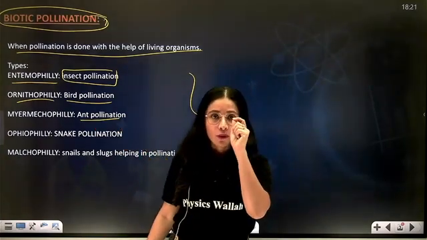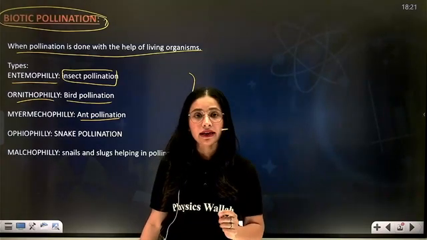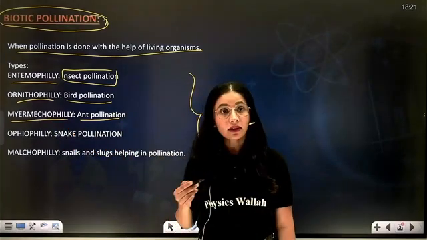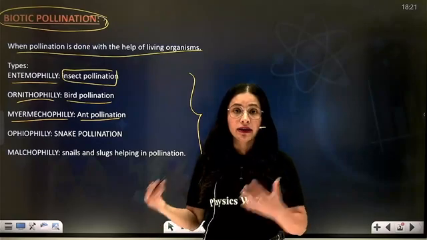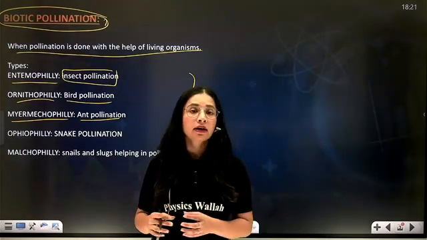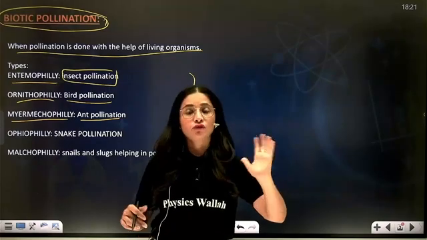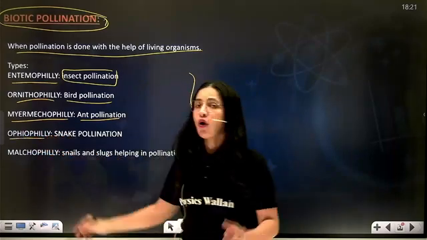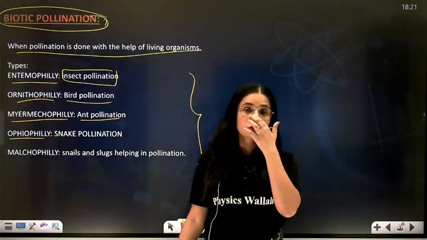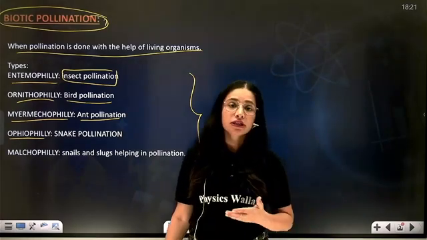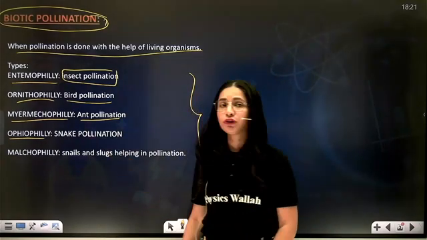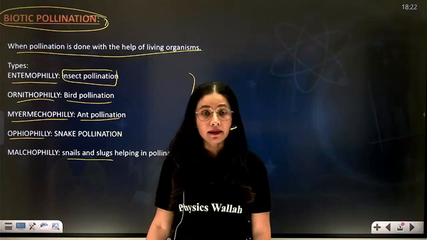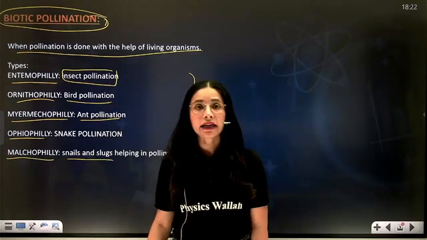Next, ant pollination. If ants, one of the smallest organisms, pollinate, then that pollination is known as myrmecophily. Suppose snakes, even snakes who live on santalum, that is your chandan ka ped. So snakes can also help in pollination, specifically for santalum. If snakes are used for pollination, then it is known as ophiophily. You know, the study of snakes is also known as ophiology. So pollination via snakes is known as ophiophily. If snails and slugs are helping in pollination, then that pollination is known as malacophily.